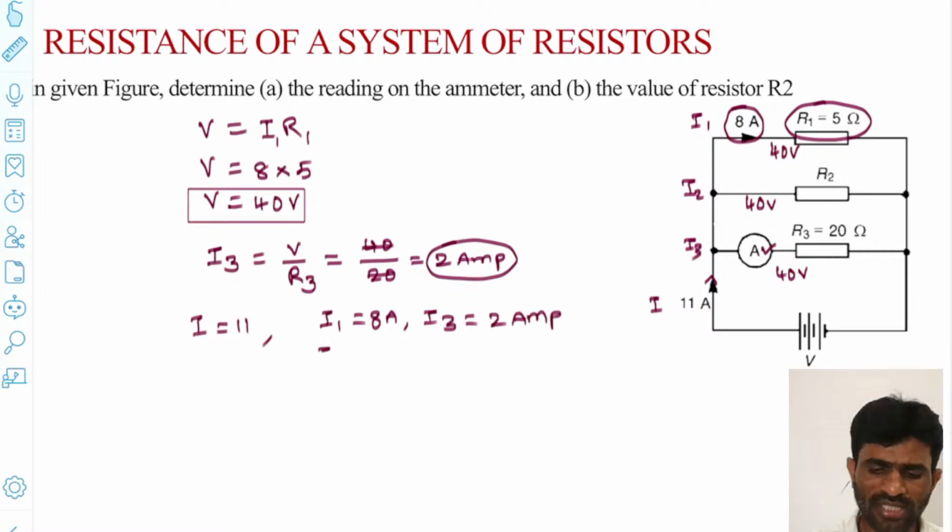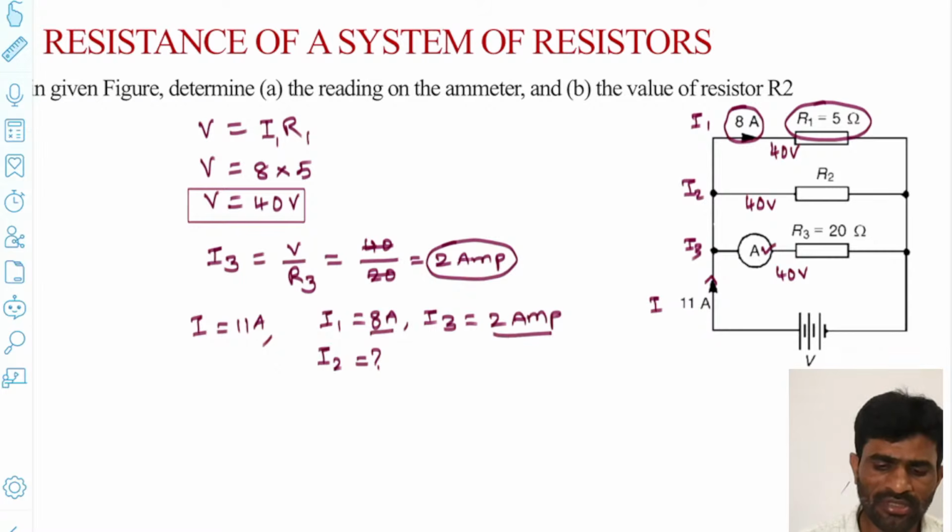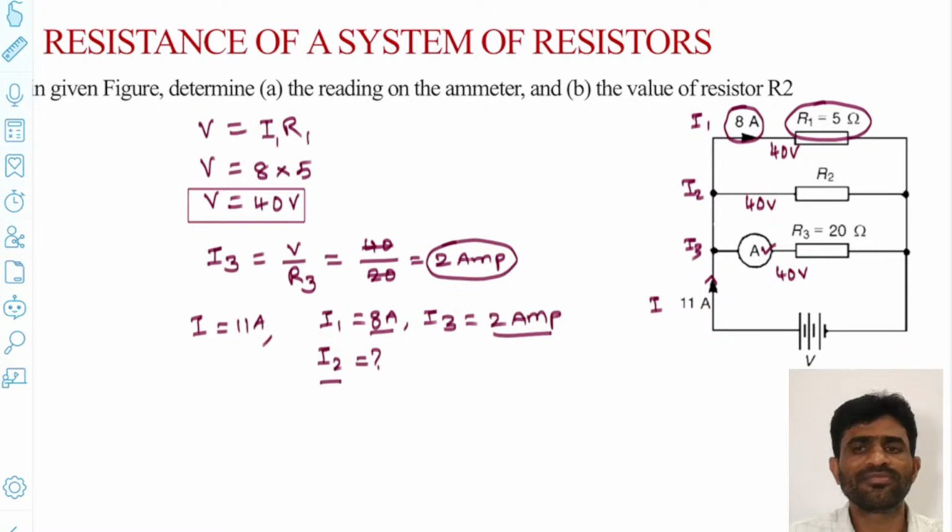Now can you tell me what is the I2 value? What is I2? Total is 11 amperes. I1 is 8 amperes. I3 is 2 amperes. And what is I2 now?